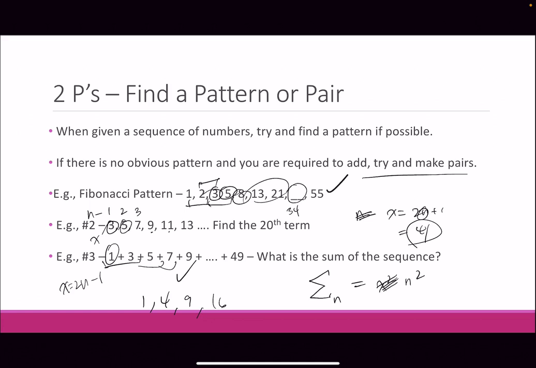So what is the sum of the sequence? How many terms do we have? We have 1, 2, up to 49. If we had started at 2, going 2, 4, 6, all the way to 50, which is the same number of terms, we would have had 25 terms. So n equals 25, and n squared is 625. That's the sum of the sequence. So you want to try and find these patterns if possible.